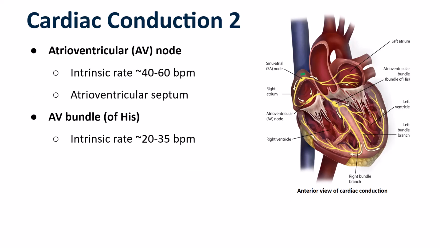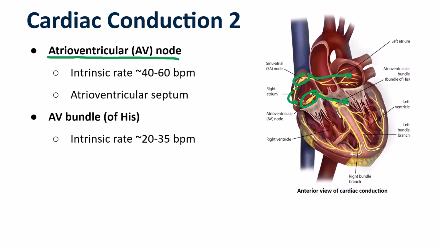From the SA node, depolarization is going to spread throughout the atria, and it will come to a specialized node that rests within the atrioventricular septum. That's the septum between the right atrium and the left ventricle, called the atrioventricular node. So it is appropriately named. The AV node's intrinsic rate is between 40 to 60 beats per minute. So it is lower than that of the SA node.